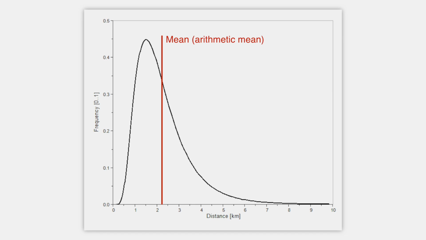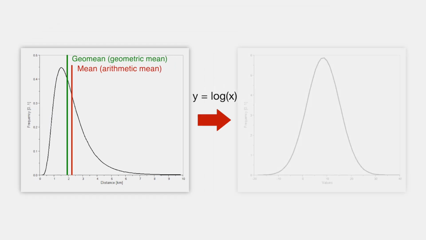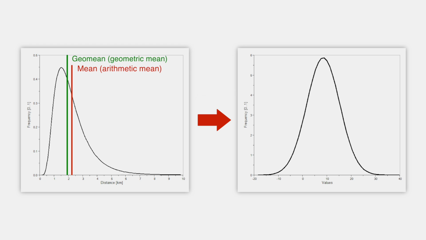Since we have a log normal distribution, another statistic works much better. It's the geometric mean, or geomean. If you plot the geomean into this distribution, then it describes the center much better than the mean. The, let's say, trick of the geomean is the following. We have log normally distributed data here, but we can transform them back to a normal distribution by calculating the logarithm. Then the transformed data follow a normal distribution again.